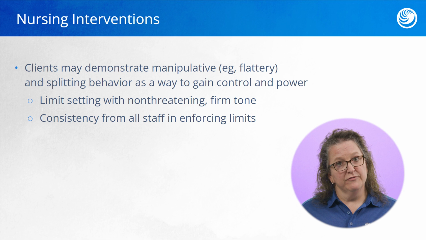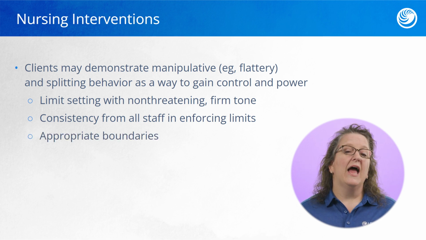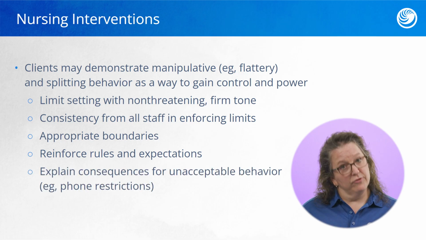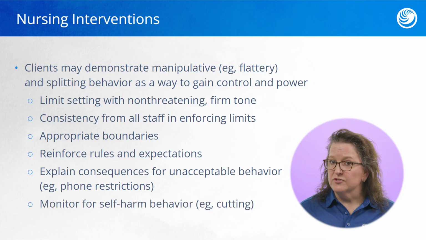The nurse will calmly reinforce appropriate boundaries and reinforce the rules and expectations. You'll want to explain consequences for unacceptable behavior. The consequences should be geared towards something that the client values, like phone restrictions or completely removing all phone privileges or reducing a smoke break. Again, this is an area where it is important that all staff members are consistent. If the client engages in unacceptable behavior, the nurse can remind the client of the rules, the expectations, the goals, and the consequences.